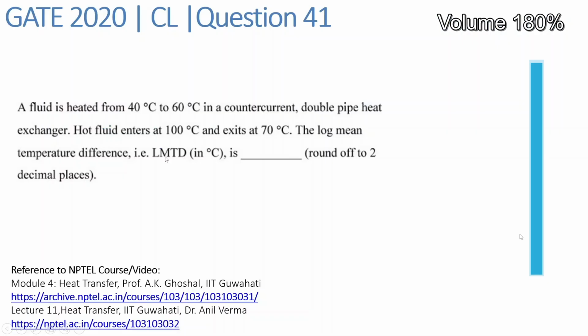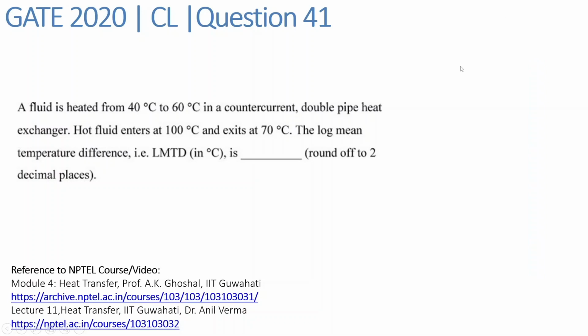Hello everyone. We will be solving question 41 of GATE 2020 chemical engineering paper, and the subject is heat transfer. The question is, a fluid is heated from 40 degrees Celsius to 60 degrees Celsius in a counter current double pipe heat exchanger. A hot fluid enters at 100 degrees Celsius and exits at 70 degrees Celsius. The log mean temperature difference, that is LMTD, in degrees Celsius is dash, round off to 2 decimal places.